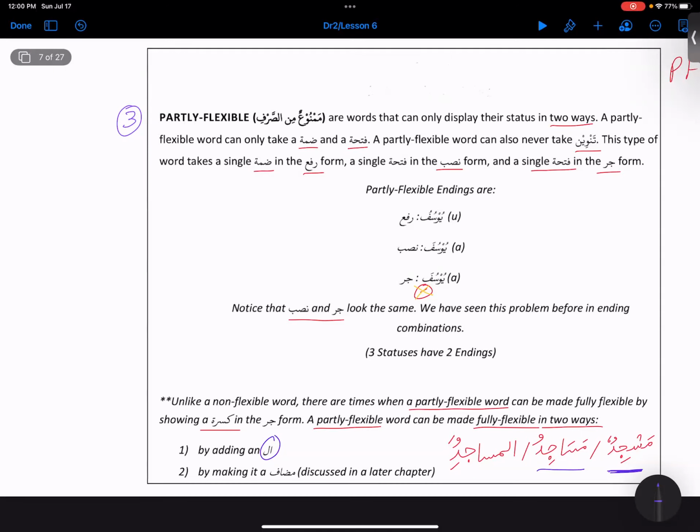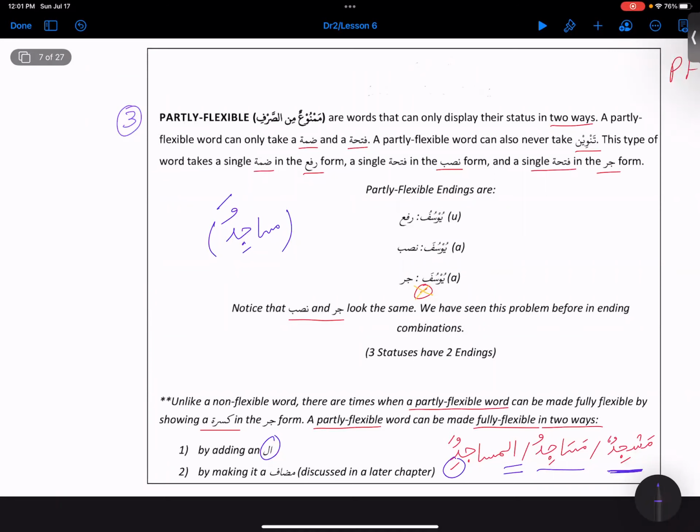So masajidu, masajida, and masajida. So it's going to have two versions only: masaji do and masajida. These are the only two versions it's going to have. But if I want to make it specific, I'm going to put al on it, then it is going to be fully flexible. Now I can put even the kasra over here.